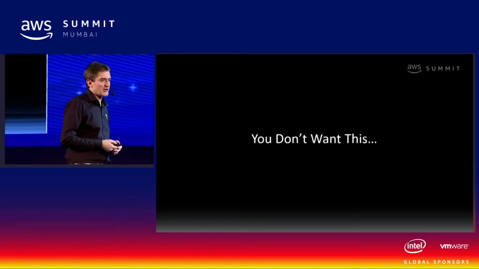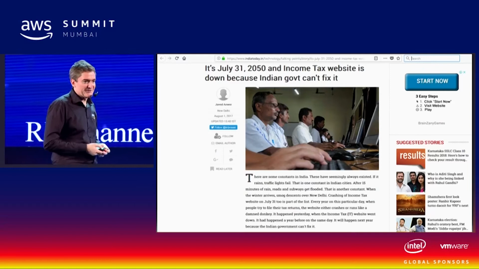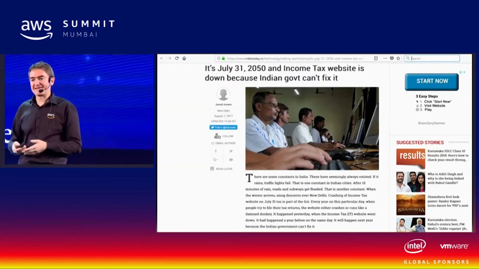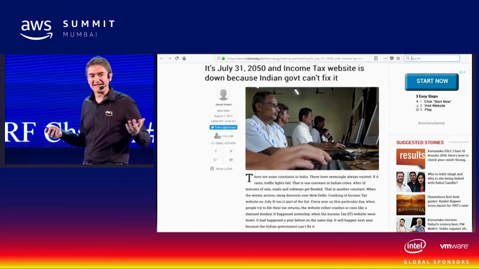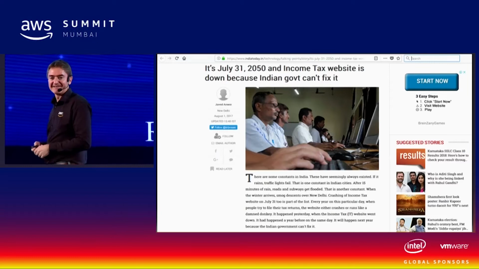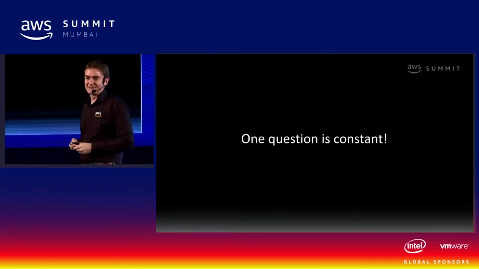And you certainly don't want this. So this was a funny article that I saw, that you must do your tax, and then it breaks down basically every time, right? And there's this funny article saying that in 2050 the government is still not able to fix the system. So one question is constant.